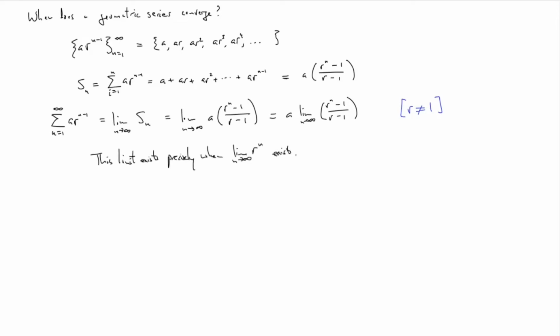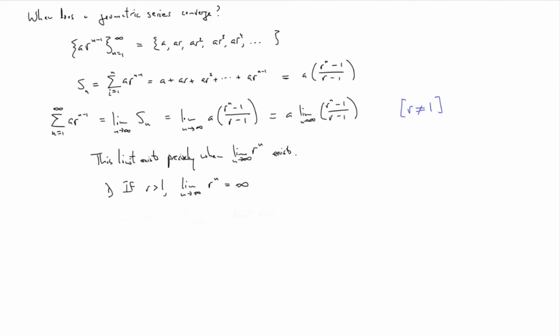But aside from that concern, the thing that determines whether or not this limit exists is whether or not the limit as n goes to infinity of r to the n exists. And when does that happen? Well, if r is greater than 1, then the limit as n goes to infinity of r to the n is infinity. So that limit doesn't exist. And that was our example where we had r equals 3, our geometric sequence that started 10, 30, 90, etc. You know, what's the limit as n goes to infinity of 3 to the n?